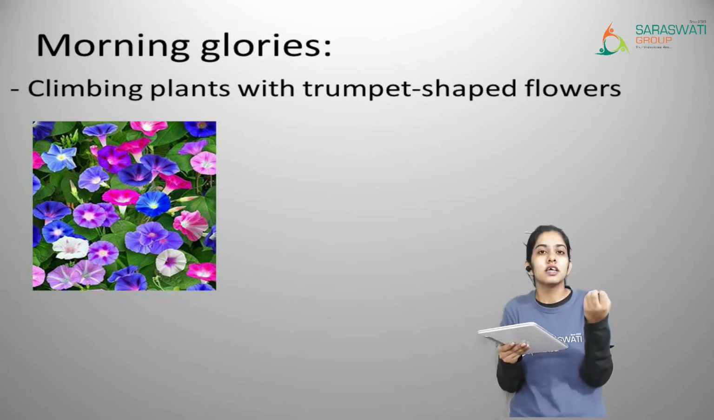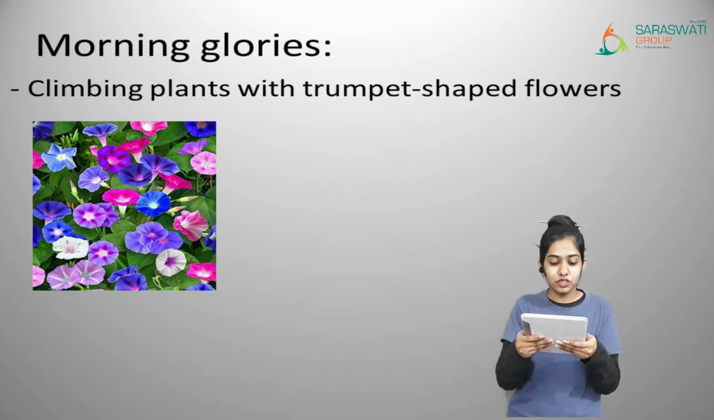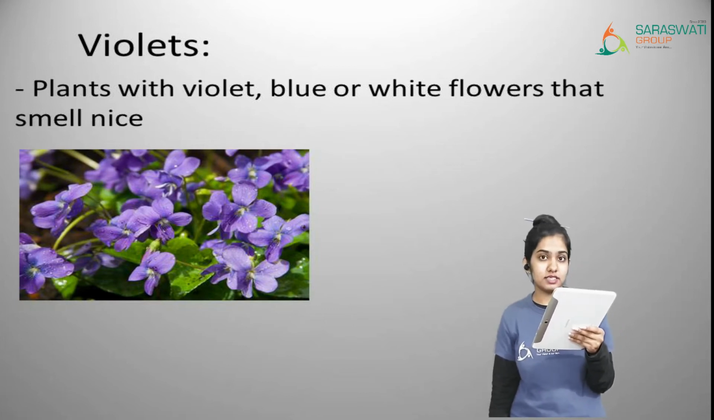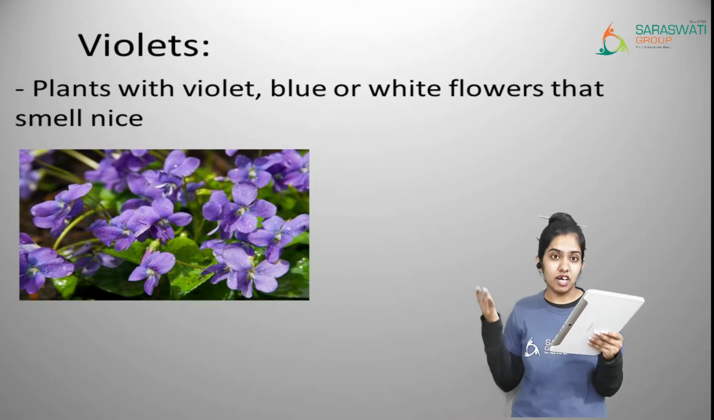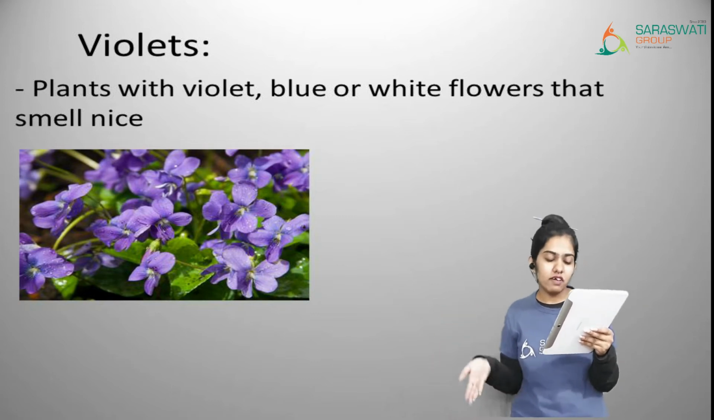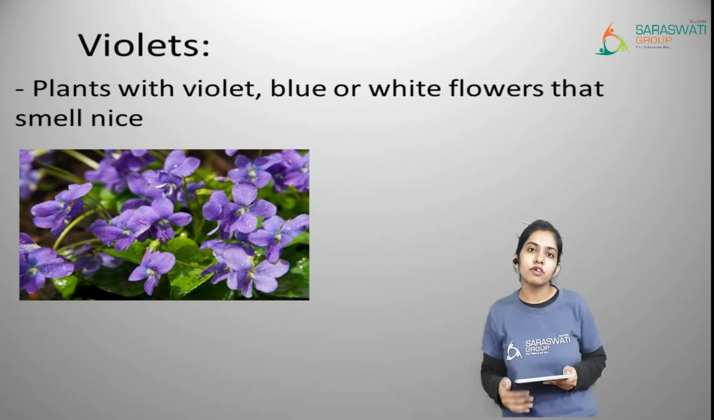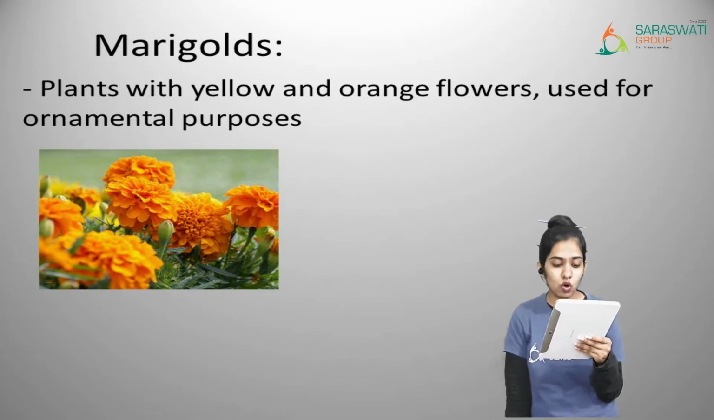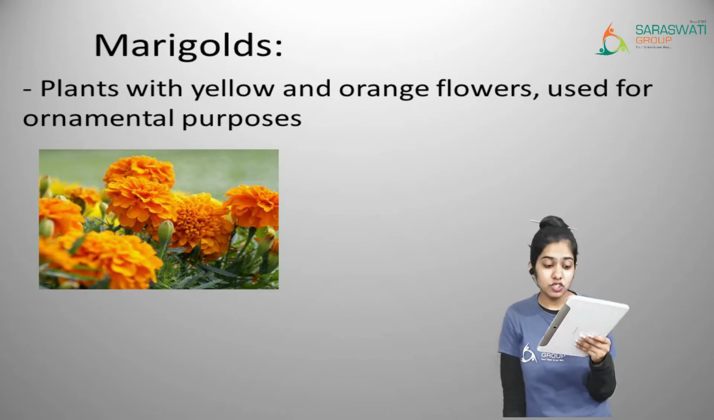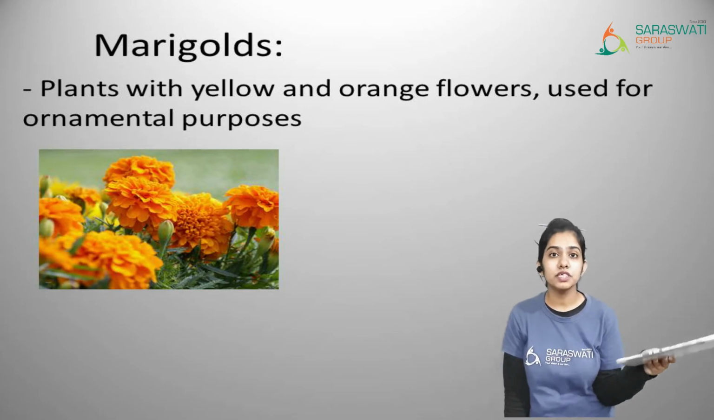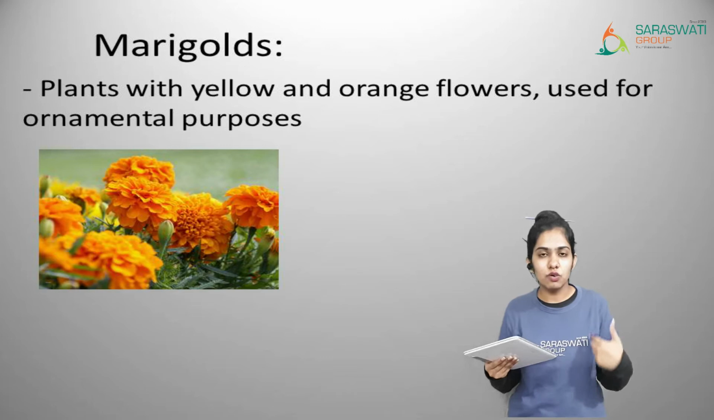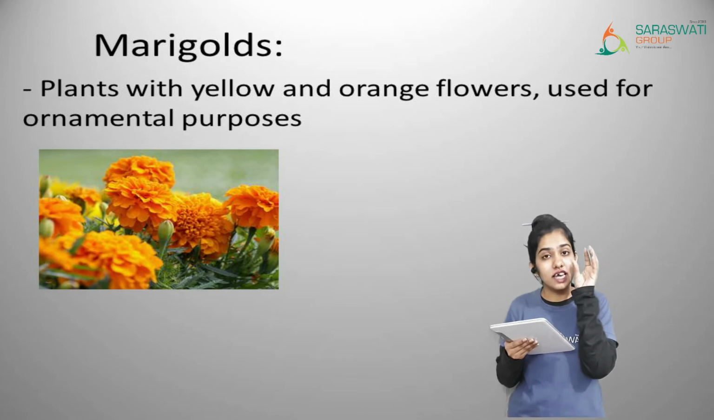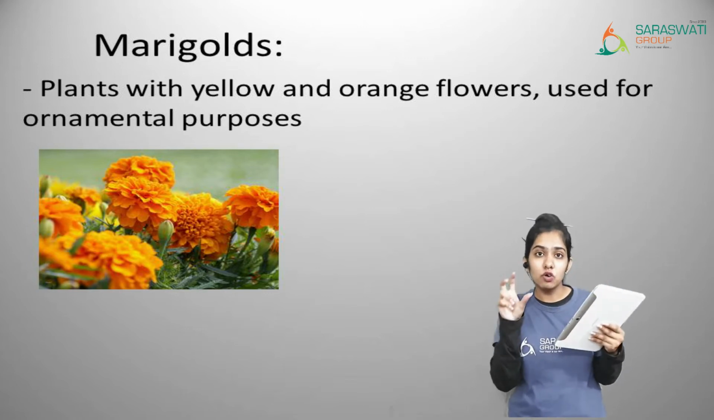They bloom fully by morning. Then violets: plants with violet, blue or white flowers that smell nice. Then marigolds: plants with yellow and orange flowers, used for ornamental purposes. When you go outside to buy garlands, the orange and yellow flowers in them are known as marigold.